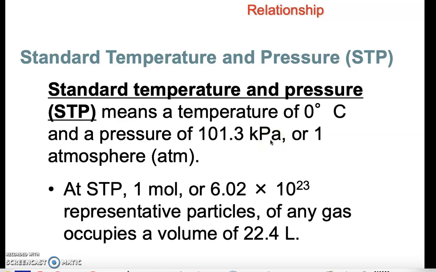kilopascals. Now, at STP, so if you're at 0 degrees Celsius and 101.3 kilopascals, 1 mole, or Avogadro's number, 6.02 times 10 to the 23rd representative particles of any gas, occupies a volume of 22.4 liters.